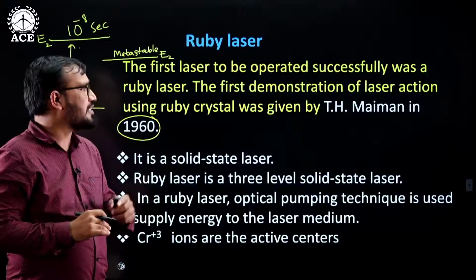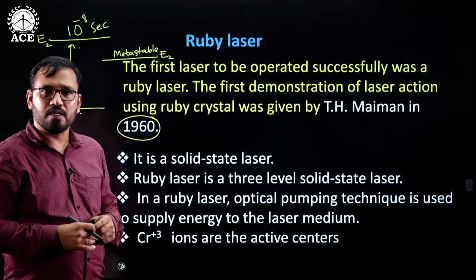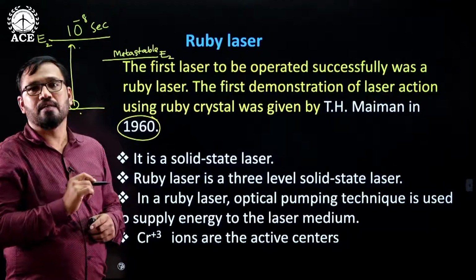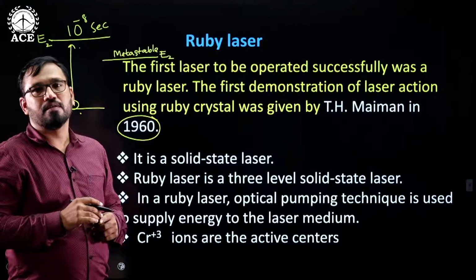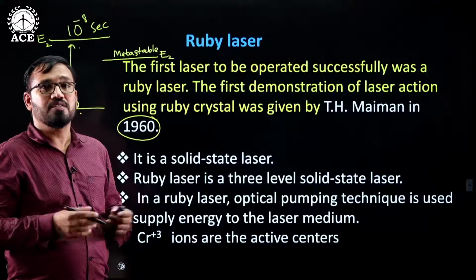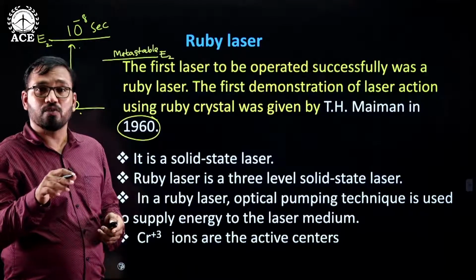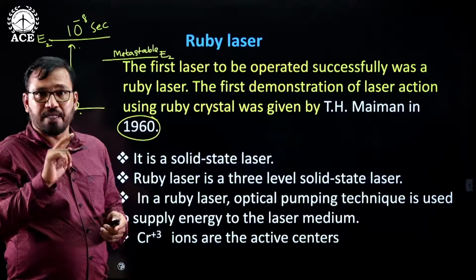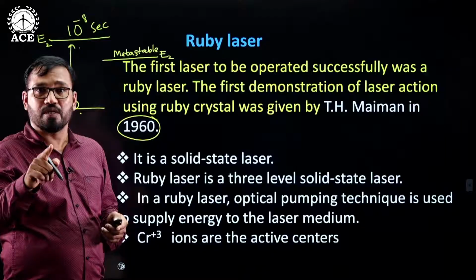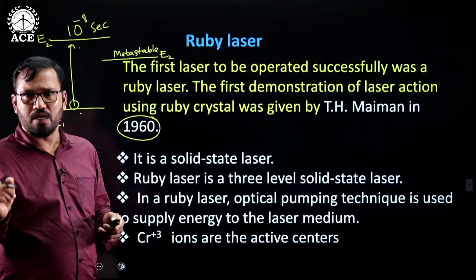What is pumping? Pumping is the process of achieving population inversion. What is population inversion? Very simple: having more atoms in the higher energy level than in the lower energy level. You do not get this just like that; you have to apply external energy. That energy is called the pumping source, and the method is called the pumping mechanism. The process of achieving population inversion is called pumping.